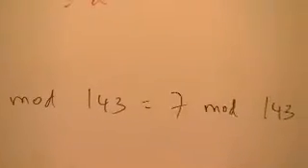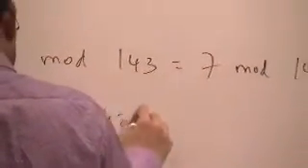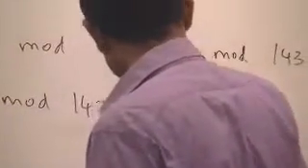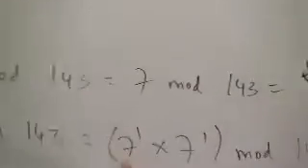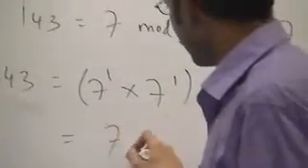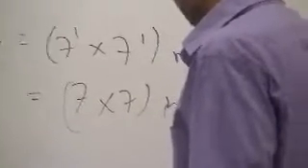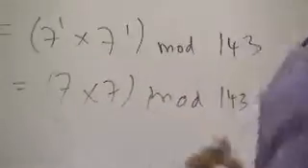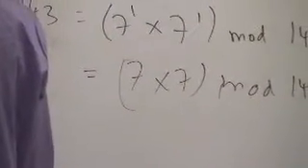And then you want to find 7 square mod 143. 7 square is 7 raised to 1 times 7 raised to 1. And we know 7 raised to 1 is 7 in terms of mod 143. So it is 7 times 7 mod 143. It is going to be 49, less than 143.